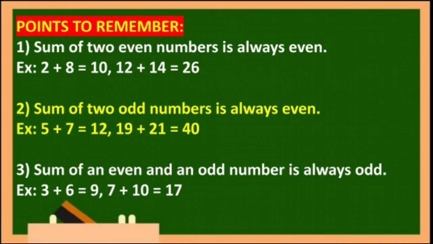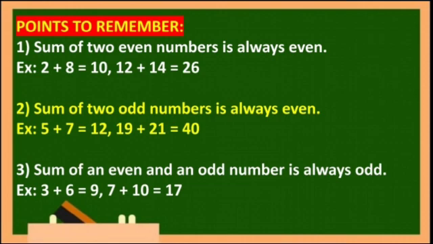What if one number is an even number and another is odd? Let's check with an example first. 3 is an odd number, 6 is an even number. When we add both, we get 9. What is 9? Is it an even number or an odd number? It is an odd number. So, we say that the sum of an even and an odd number is always an odd number.